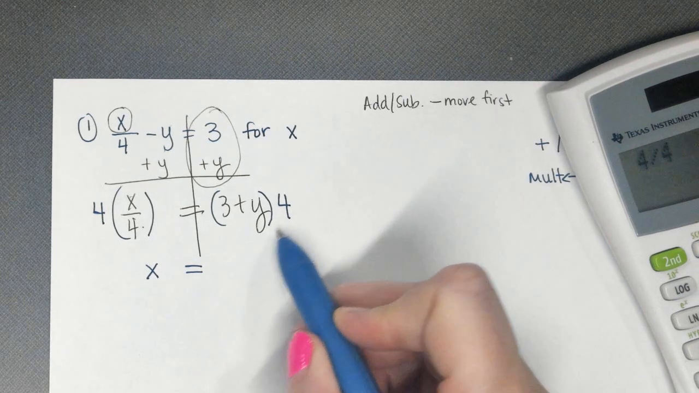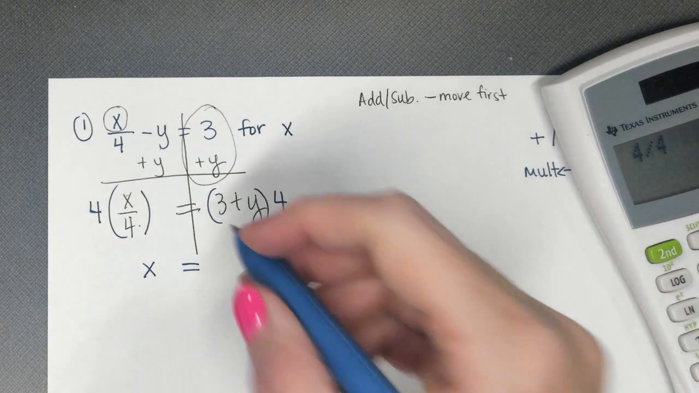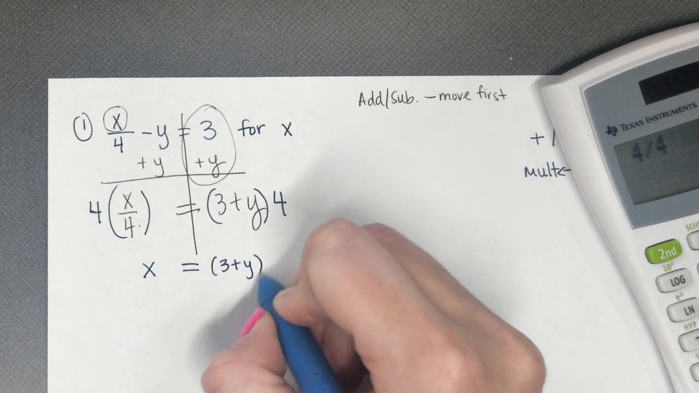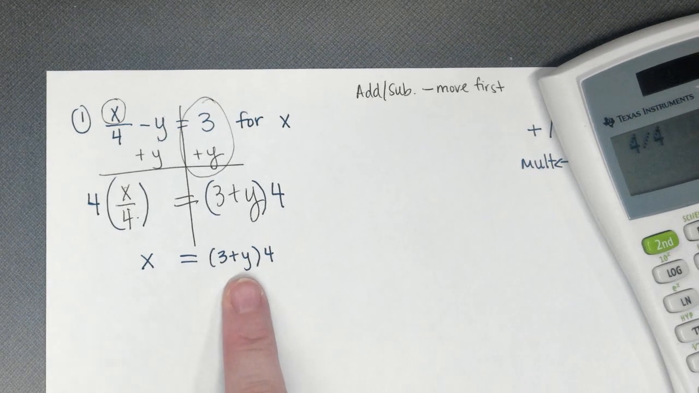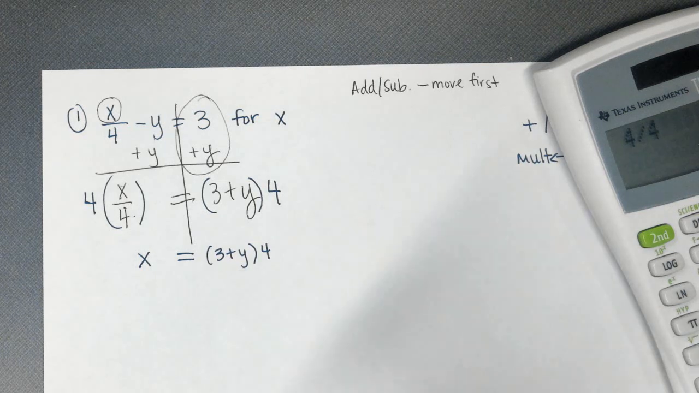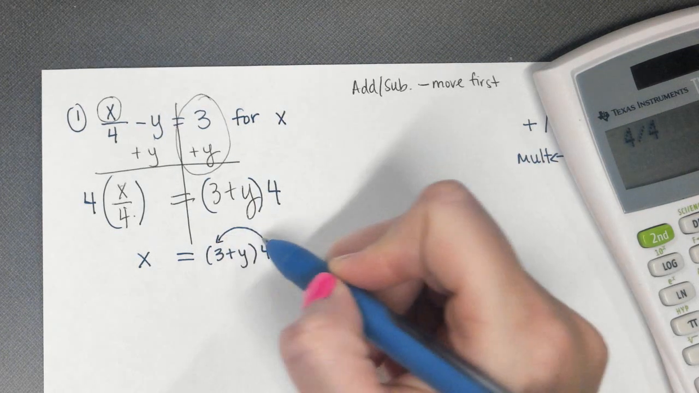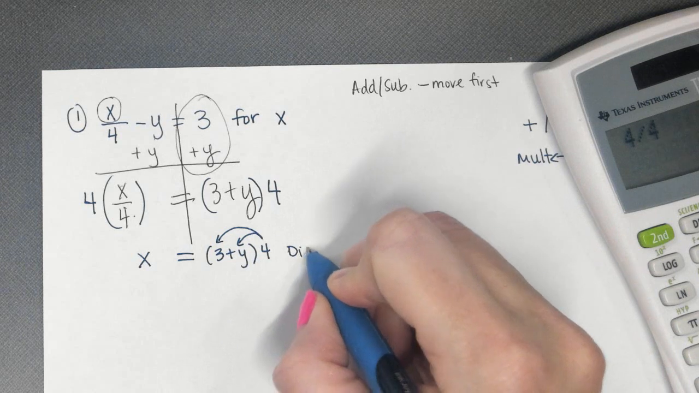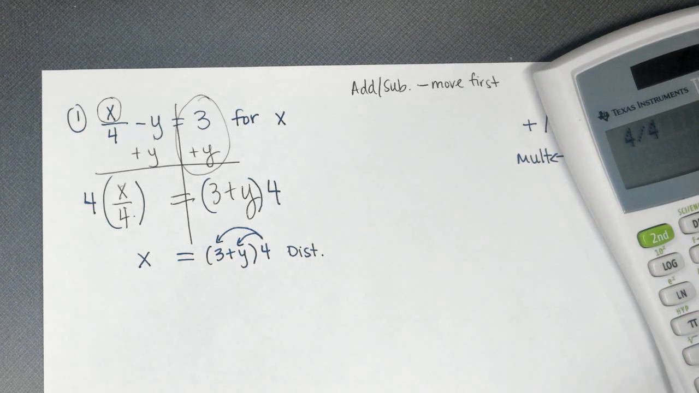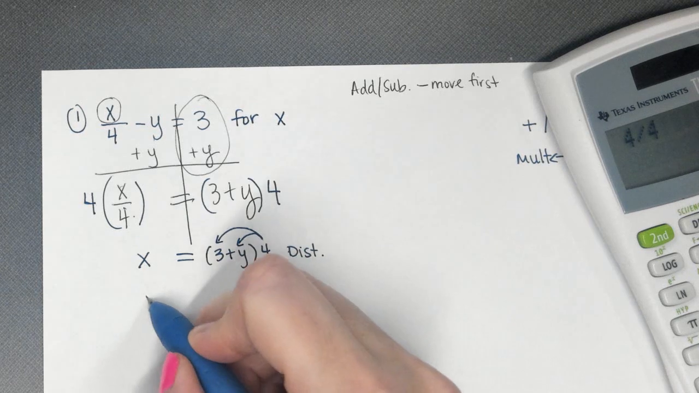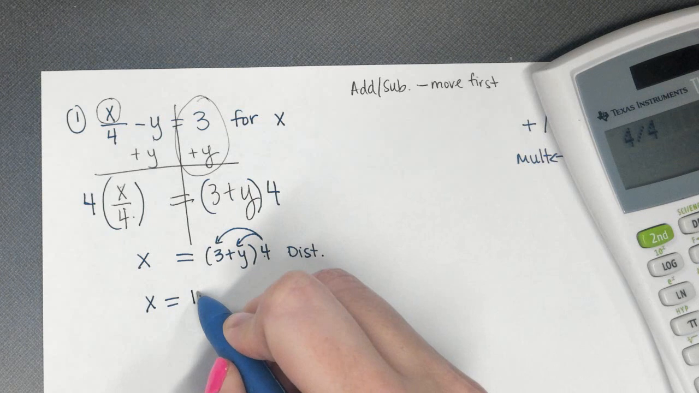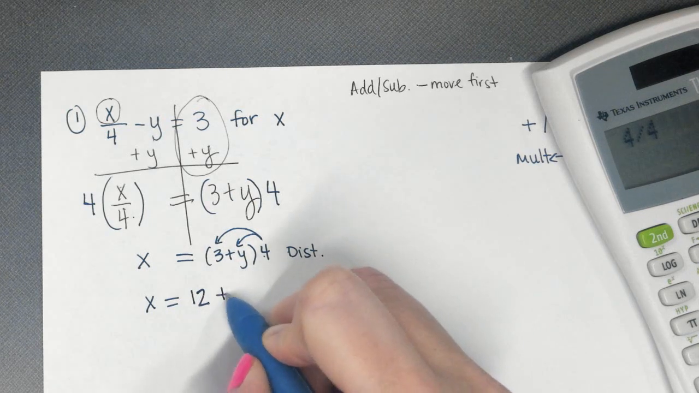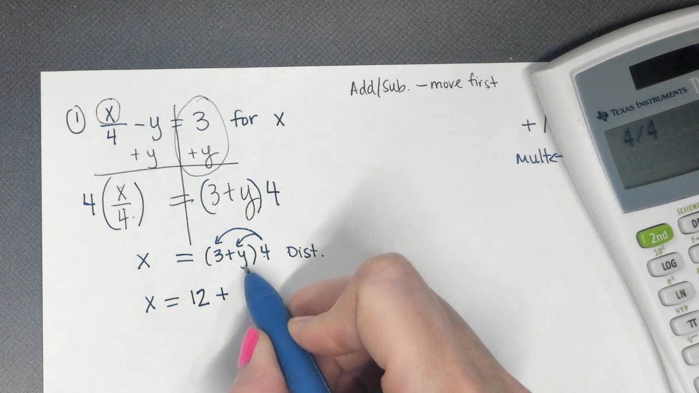All right, now on this side, I'm going to let you write this 2 ways. Did some of you leave it like this? Did some of you leave it like that? I would accept that as a correct answer. The other correct answer I would accept is you distribute. If you distribute, that's the only time you will have to multiply. So 4 times 3 is 12. And then 4 times y, 4y.